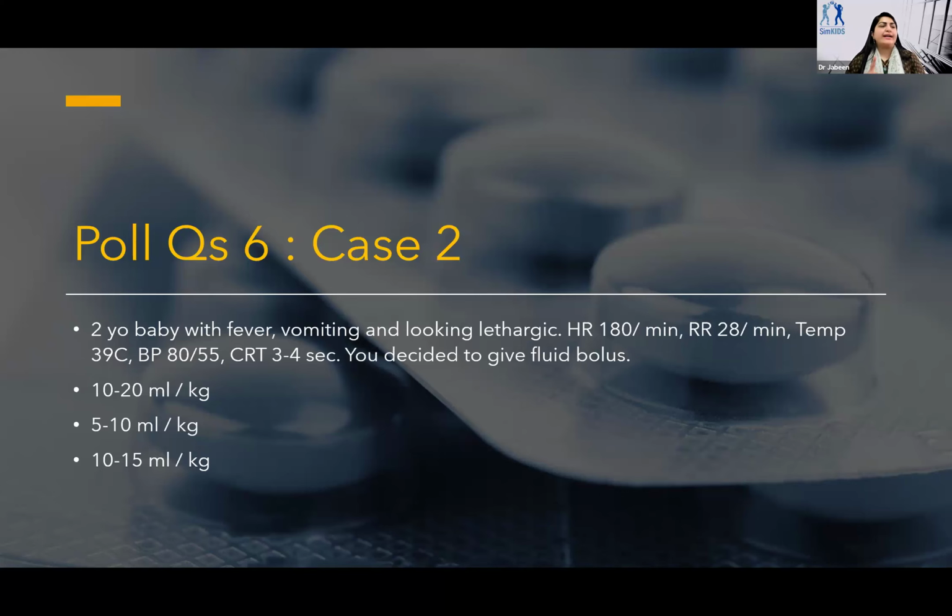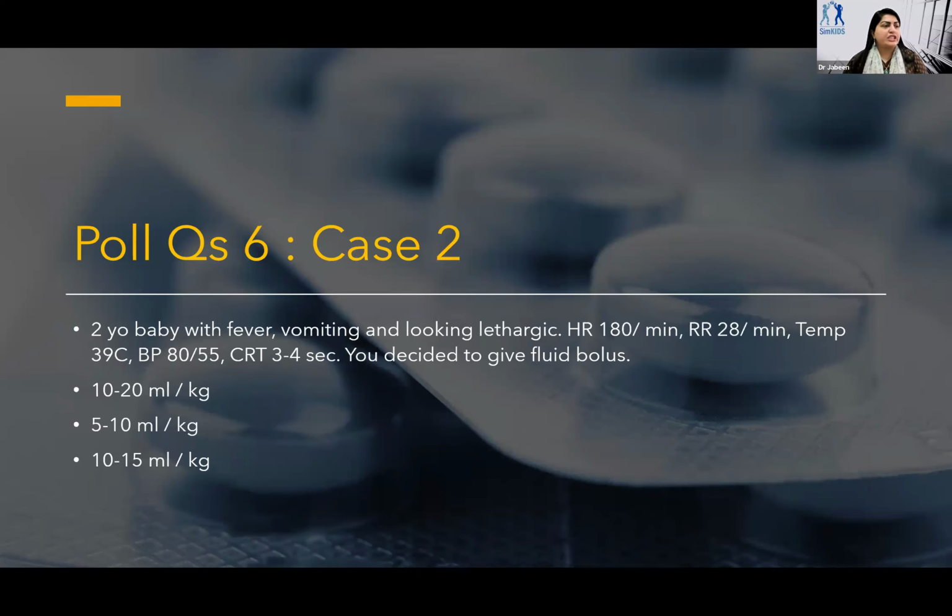Yes, perfect. Because the child is tachycardic, the child is febrile, and the capillary refill time is very prolonged. So you decided to give fluid. How much fluid will you give? 10 to 20 ml per kg, 5 to 10 ml per kg, 10 to 15 ml per kg. I know it is very contextual, but I will tell you this patient does not have any cardiac history and the child is not malnourished. So these two things: no cardiac history and the child is not malnourished.